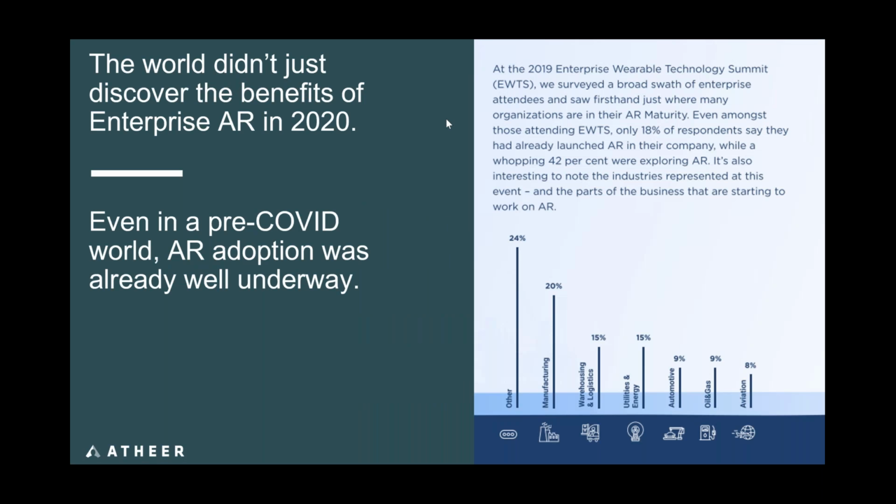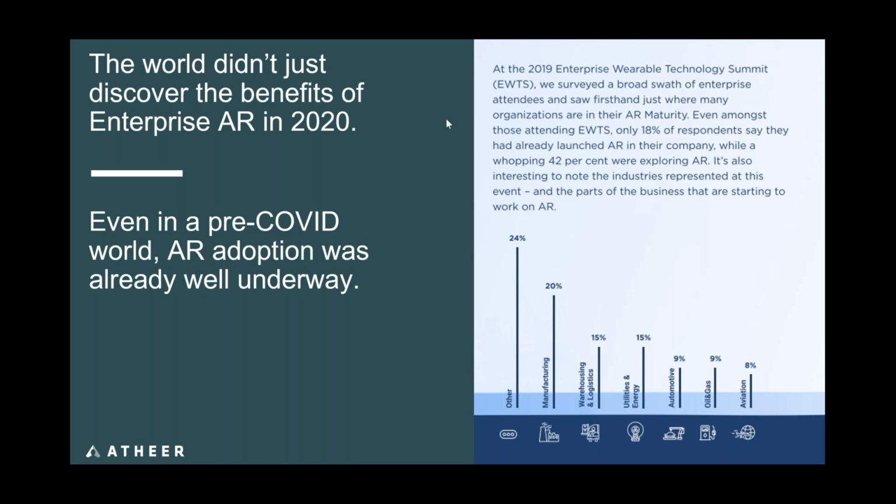So we'll start with just looking at the fact that the world didn't just discover the benefits of enterprise AR in 2020. There's been a lot of discussion about how enterprise AR has helped enterprises deal with the impact of COVID-19, and that's absolutely true.